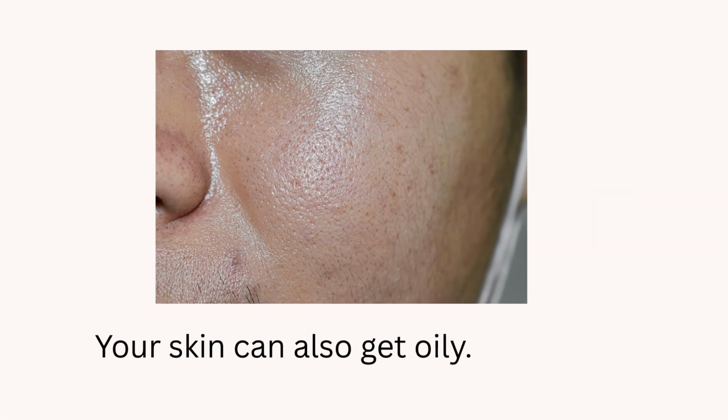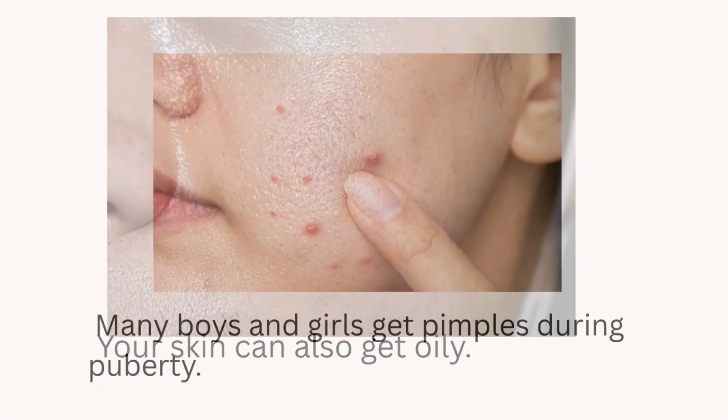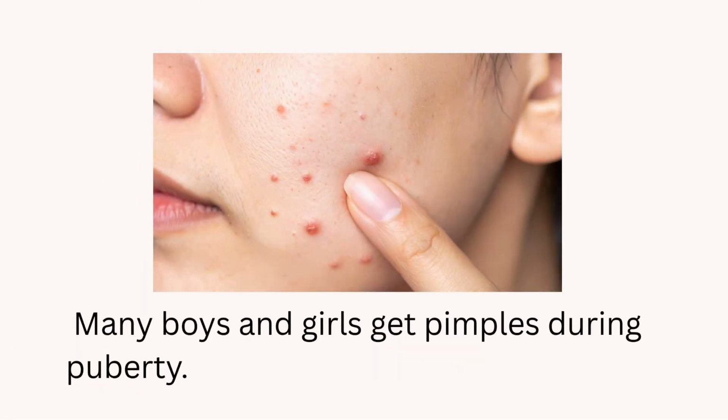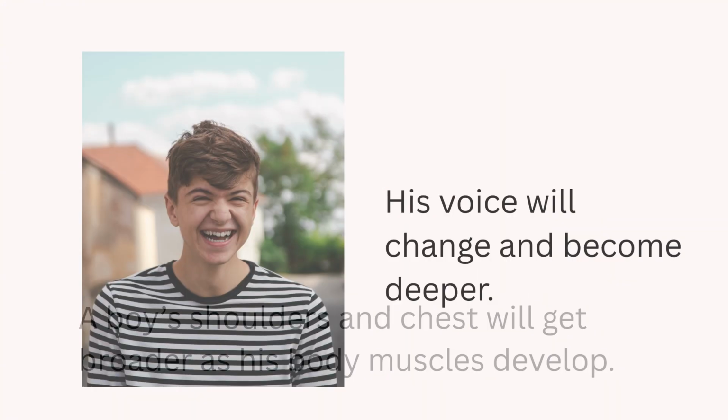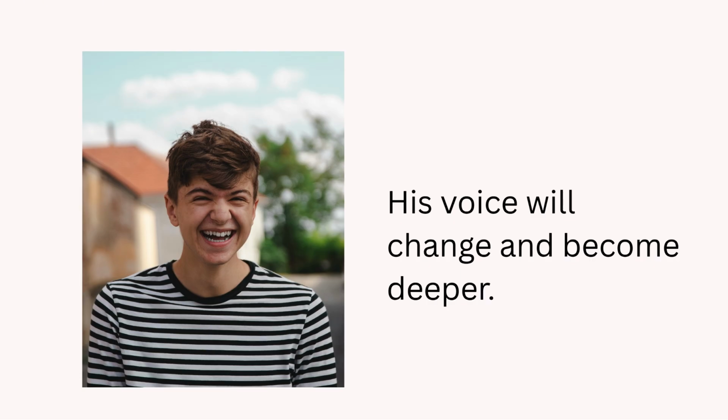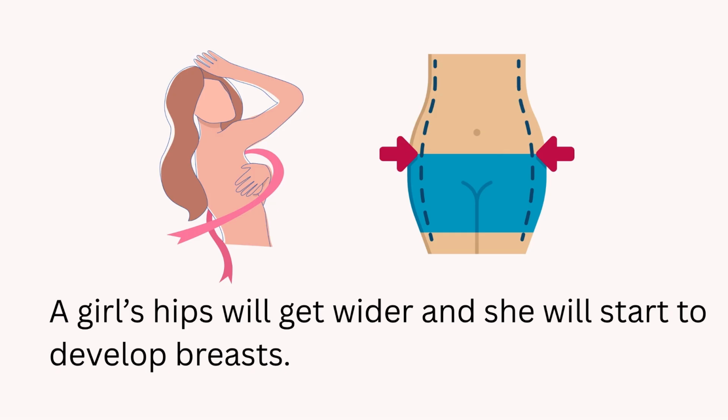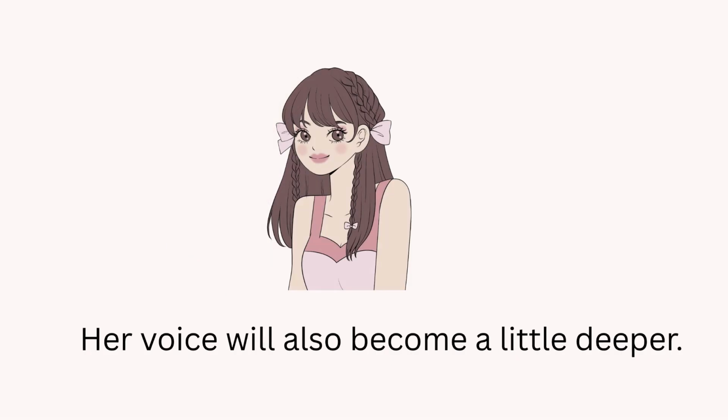Your skin can also get oily. Many boys and girls get pimples during puberty. A boy's shoulders and chest will get broader as his body muscles develop. His voice will change and become deeper. A girl's hips will get wider and she will start to develop breasts. Her voice will also become a little deeper.